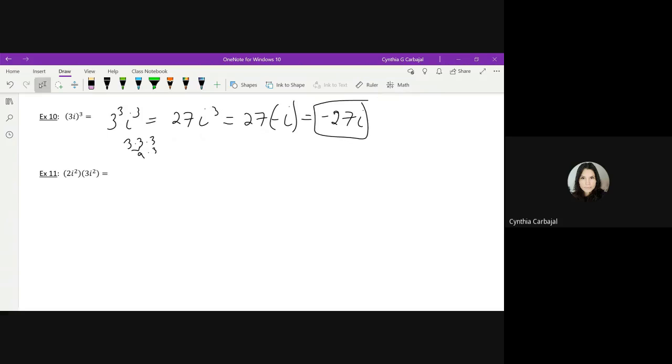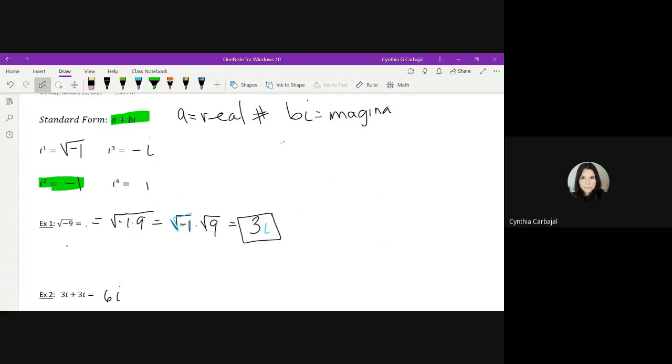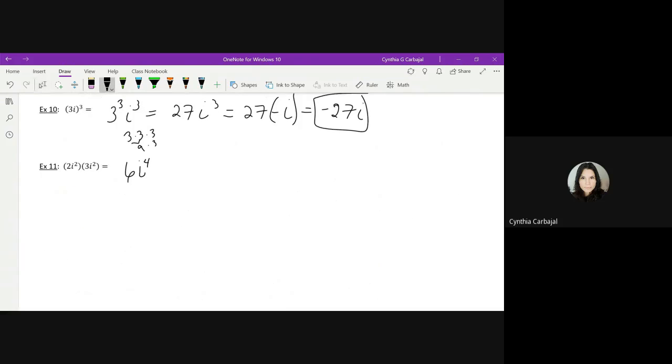All right, now we have 2 times 3, so those multiply regular, 6. And i to the 2 times i to the 2, when we multiply variables, we add their exponents. So again, just like if it was a regular variable, that's going to be i to the 4th power. So then I'm going to go back up here and see what i to the 4th power is, and that's just a regular 1, right? After we multiply so many times. So then this just equals 6, because it's going to be 6 times 1. And 6 times 1 is just 6.